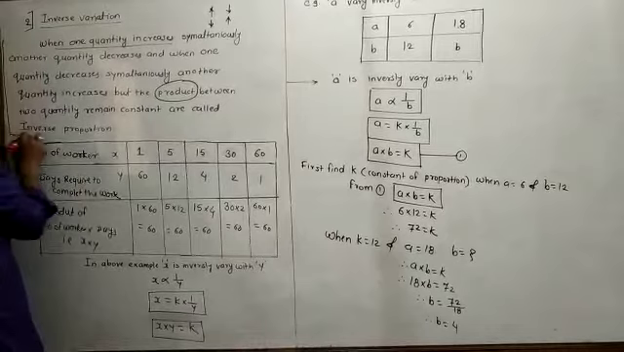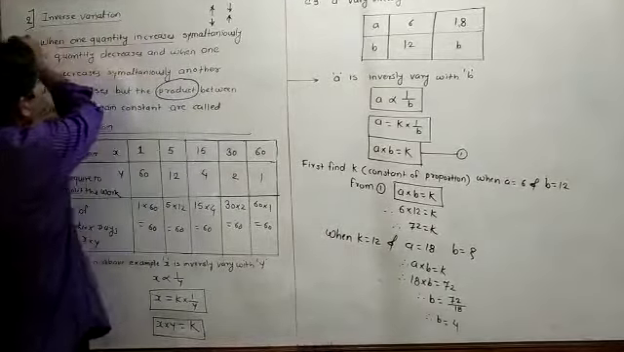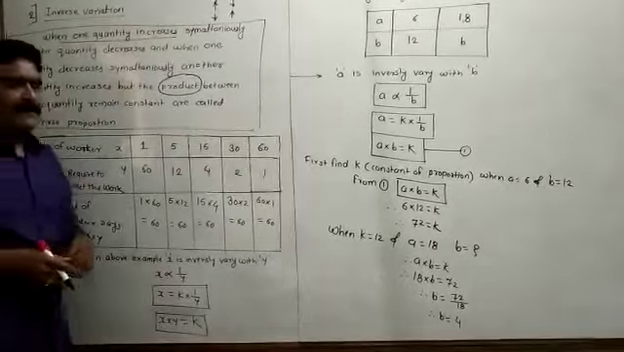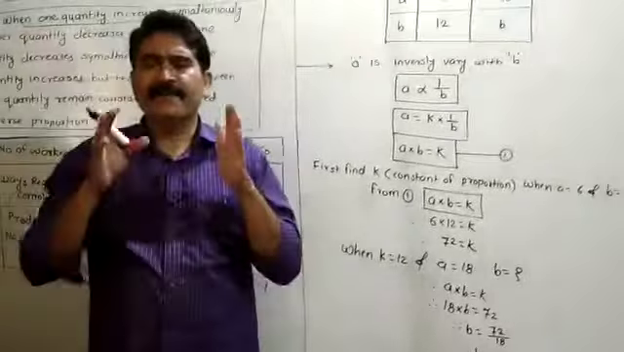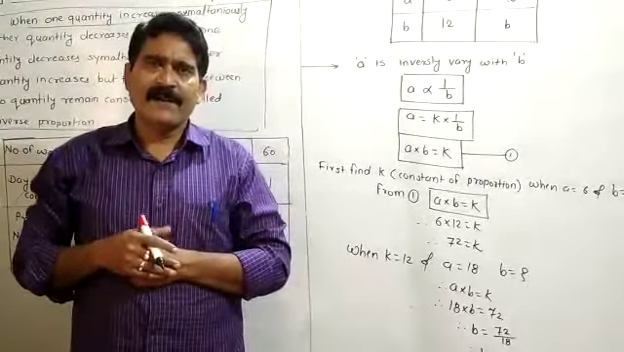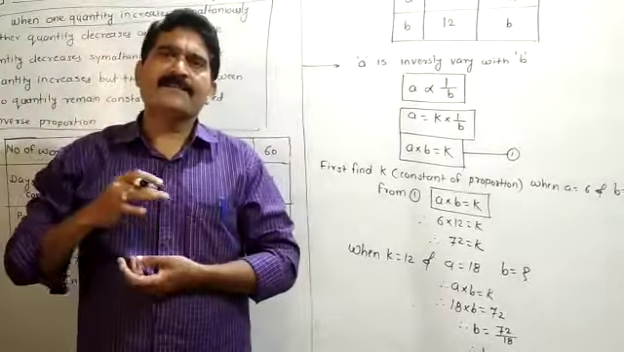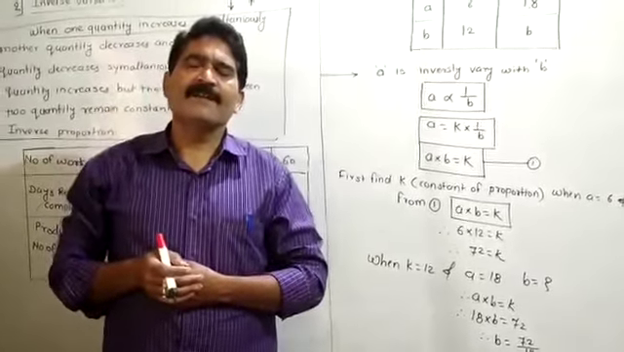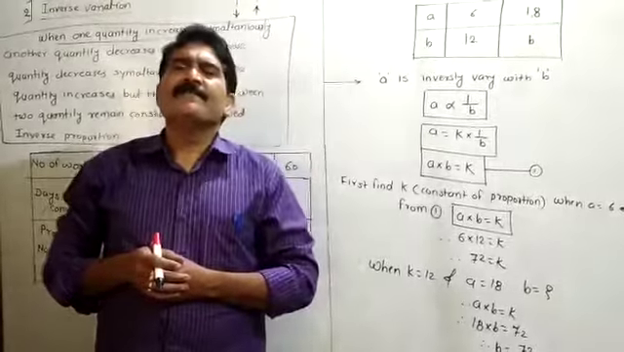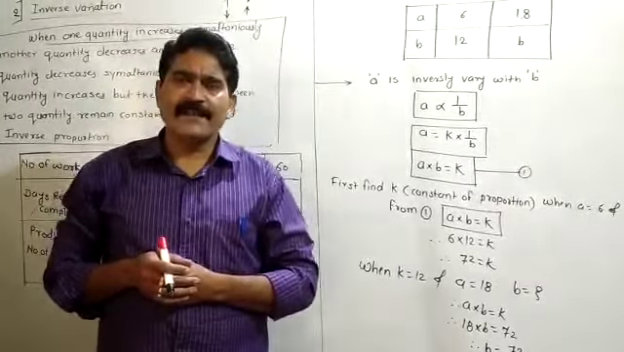This is the definition. You have to write the definition in your notebook, and you have to learn this properly. Again, when one quantity increases, simultaneously the other quantity decreases, and when one quantity decreases, the other increases, but the product of the two quantities remains constant. That variation is called inverse variation.